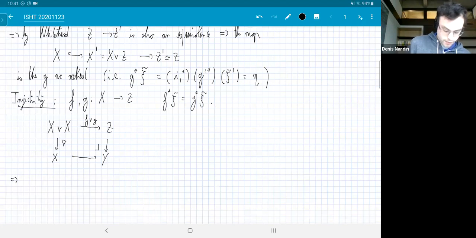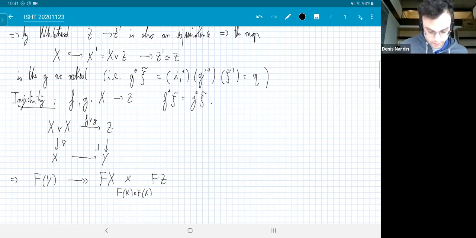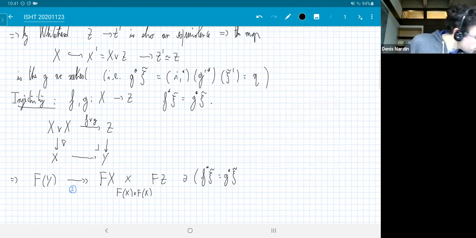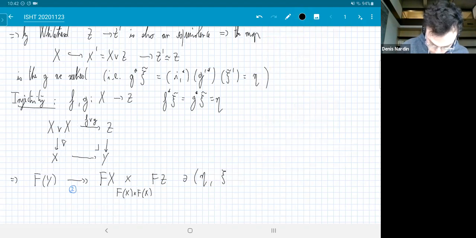Then we know that F of Y surjects to F of X times F of X times F of X, F of Z, by property 2. And here we can take the element that corresponds to this common value, which, for brevity, I'm going to call eta.